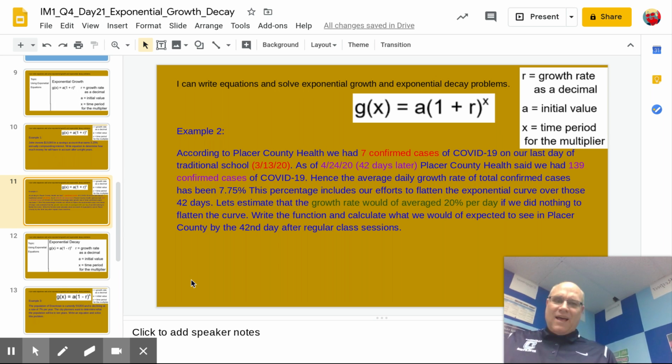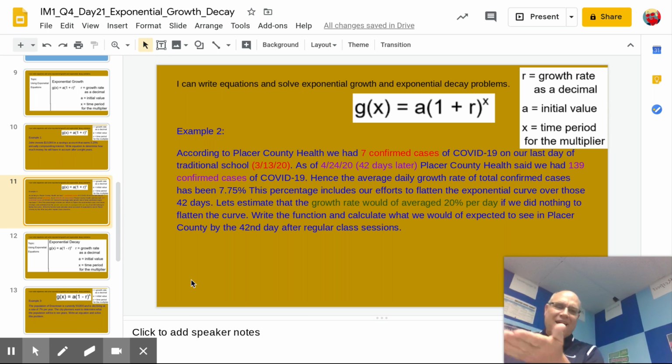So I looked at that number and figured out the average daily growth rate, and came up with about 7.75%. So let's just say that's what our average has been, but we made some changes, right? We're trying to do what you hear them say, flatten the curve.